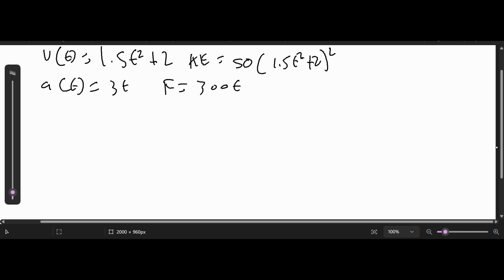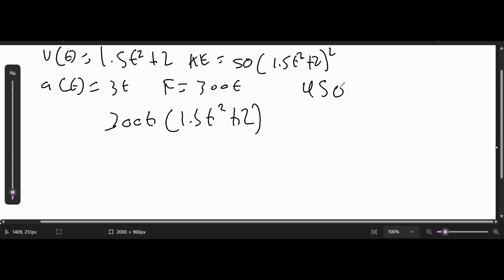Alright, so power delivered to the box, this one's just F times V. So basically 300t times 1.5t squared plus 2, because power equals F times V, force times velocity, because it's the rate at which work is being done. So it's Fd over t, which gives you Fv, right? So you just plug that in, you get your amazing answer of 450 t cubed plus 600t. Super easy.